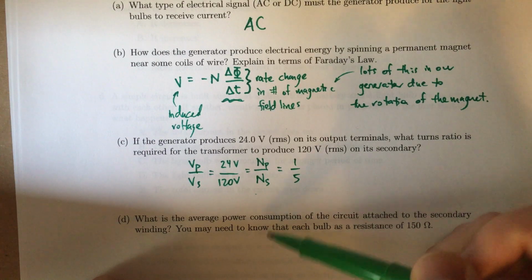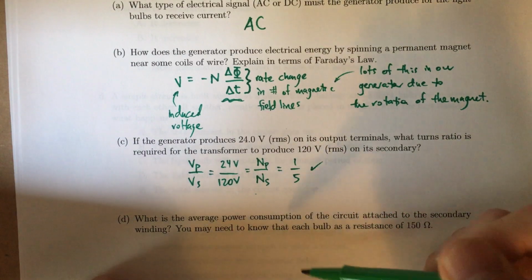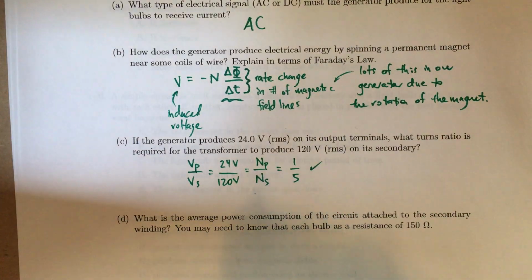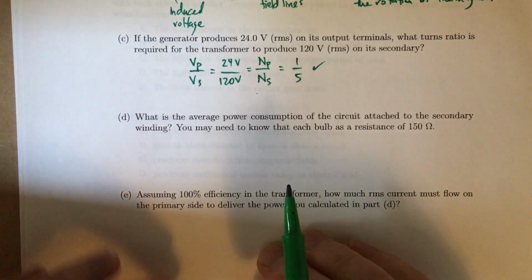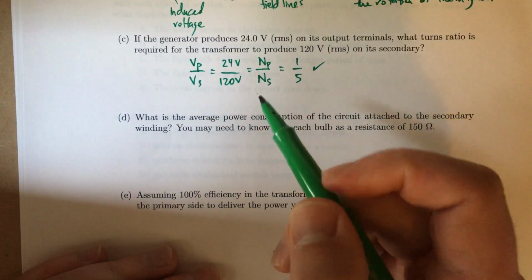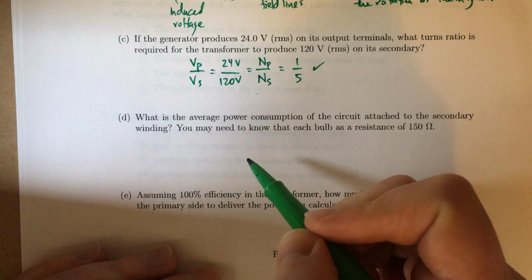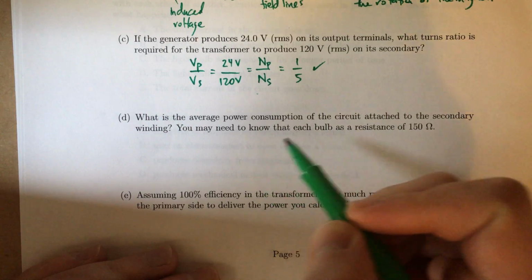All right, so that's all we need to do. Nice and simple if you know what you're doing with your transformer stuff. And for D, what is the average power consumption of the circuit attached to the secondary winding? You may need to know that each bulb has a resistance.